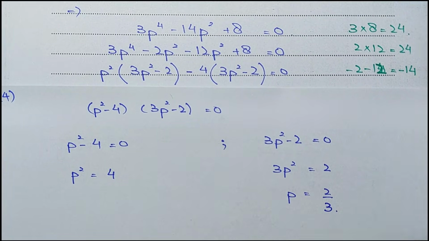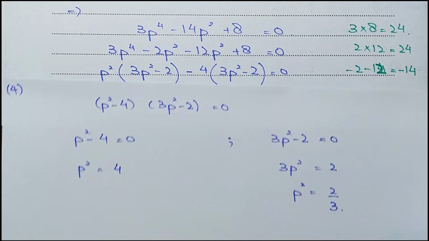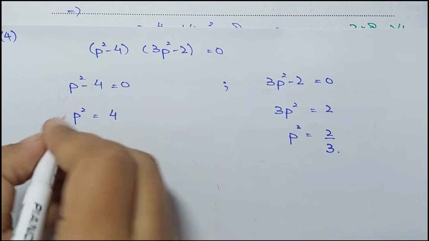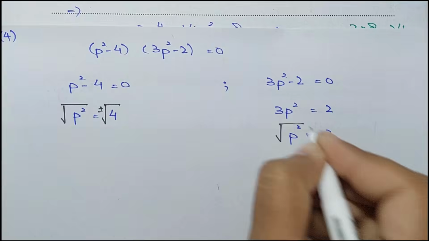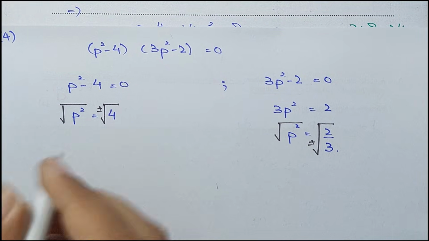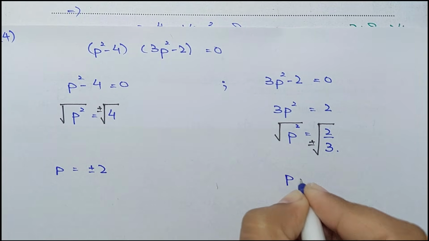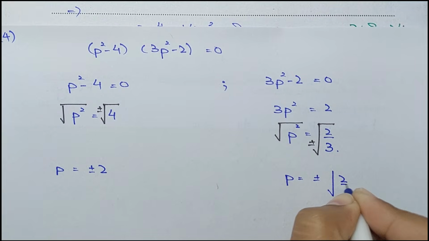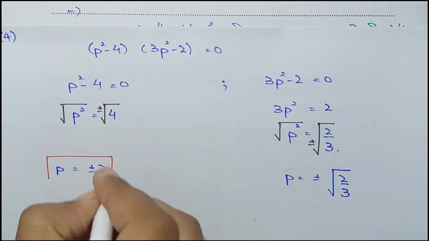This is p square, sorry, but we need to find the possible values of the constant p, not p square. So what we need to do is take the square root on both sides, with a plus minus. So whenever we take the square root on both sides, the answer should be in plus and minus. So here the p value is plus minus 2, and from here the p value is plus minus square root of 2 by 3. So the possible values of p are 2, minus 2, root 2 by 3 and minus root 2 by 3. So there are basically 4 values of p.